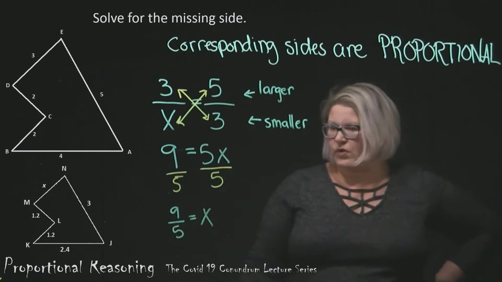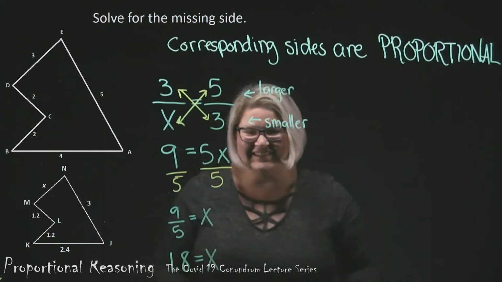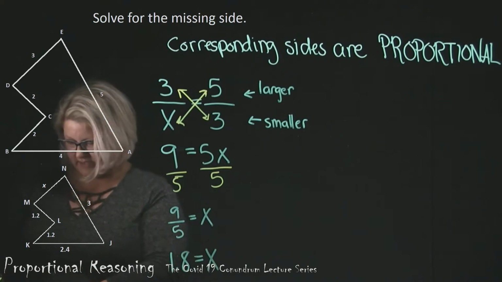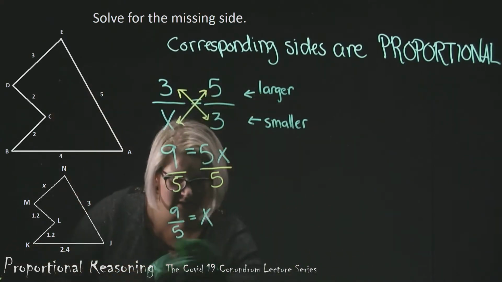Times 2, 1.8. So I'm going to guess, is this 1.8? Oh, you can't see the decimal point. Okay, 9 divided by 5. It is 1.8.